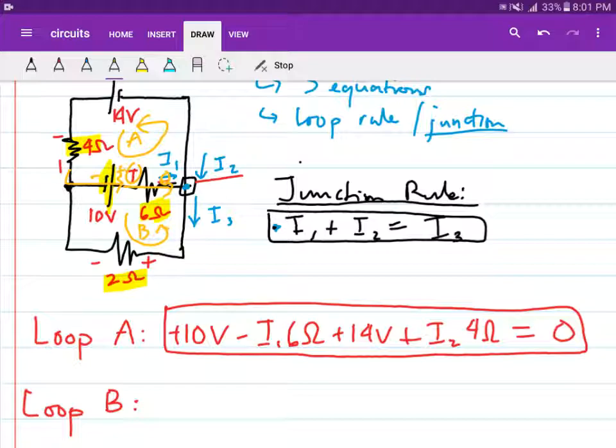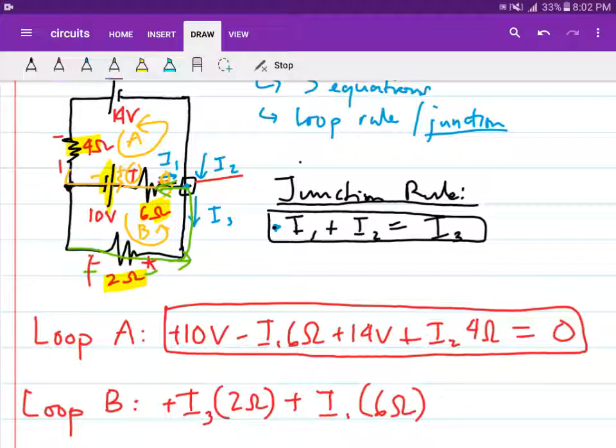So for loop B, we can start wherever we want. So I'll just start here. So first, it encounters a potential gain since minus to plus. Potential gain of current I3 times 2 ohms. So it's a potential gain because loop current B experiences minus to plus. And the next. Now we encounter the 6 ohm resistor, and we know that its polarity is from minus to plus with respect to B, so it will be another potential gain. And the current passing through this 6 ohm resistor is I1 times the resistance of 6 ohms.